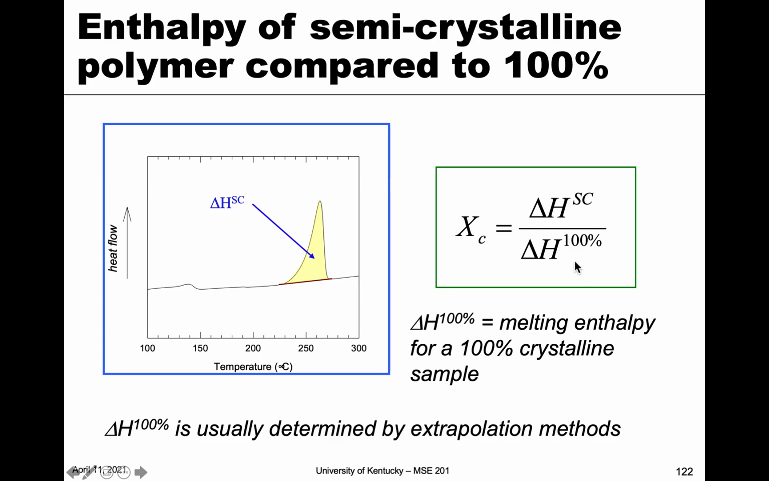the ratio there tells us how crystalline it is. So that's the percent crystallinity for this material. So basically, how big this peak is relative to the 100% crystalline tells us how much material, or how much crystalline material we have.